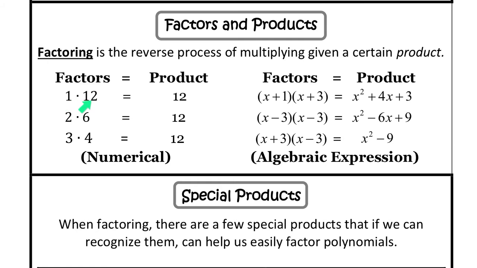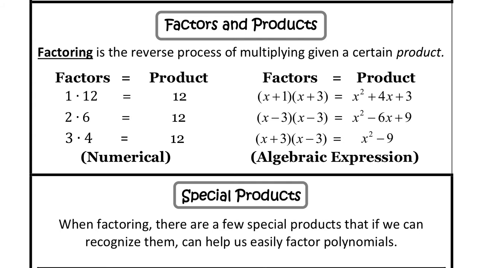I could do 1 times 12 will give me 12. 2 times 6 also gives me 12. 3 times 4 also gives me 12. So these numbers that we're using to multiply to give us this product, these numbers are called factors.